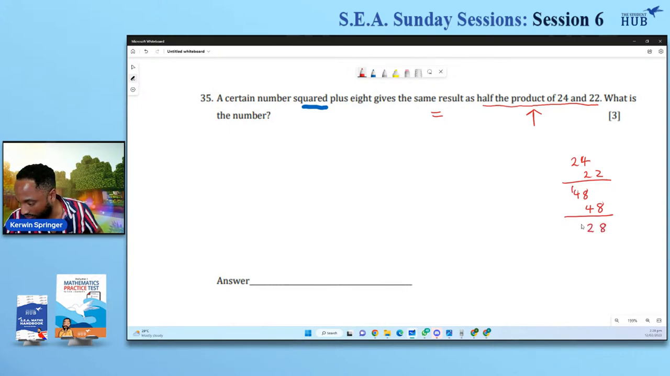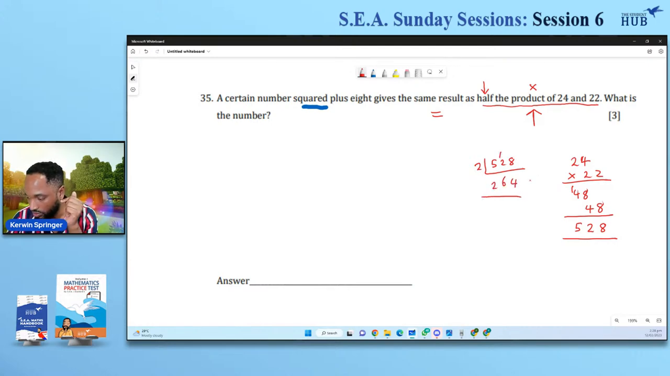528, right? But you want half the product. Now, remember, product is the word we use for multiply. That's why I multiply these two numbers. And if I want half the product, half of 528, this paper is starting to get hard. 2 into 5 is 2, 1, 6, 4. 264. Okay. We have that part sorted out now.